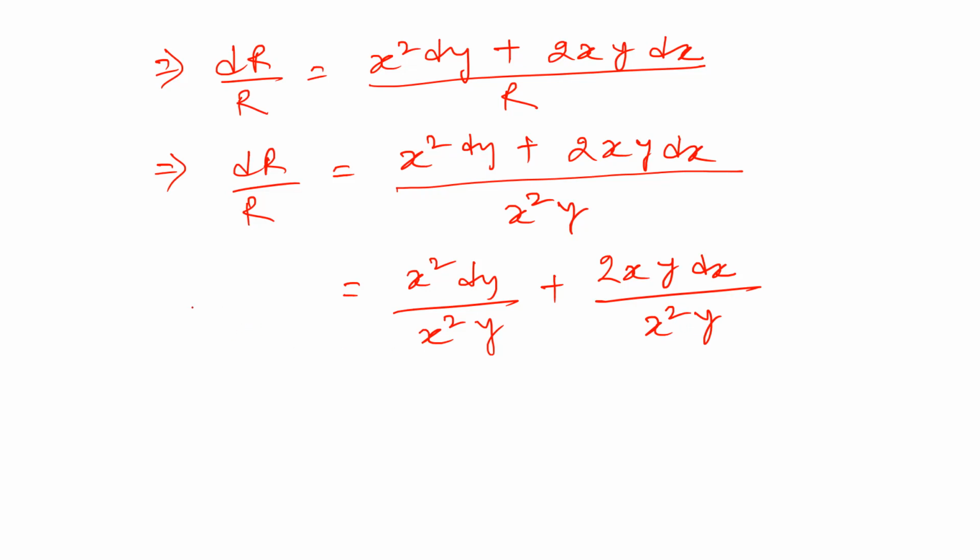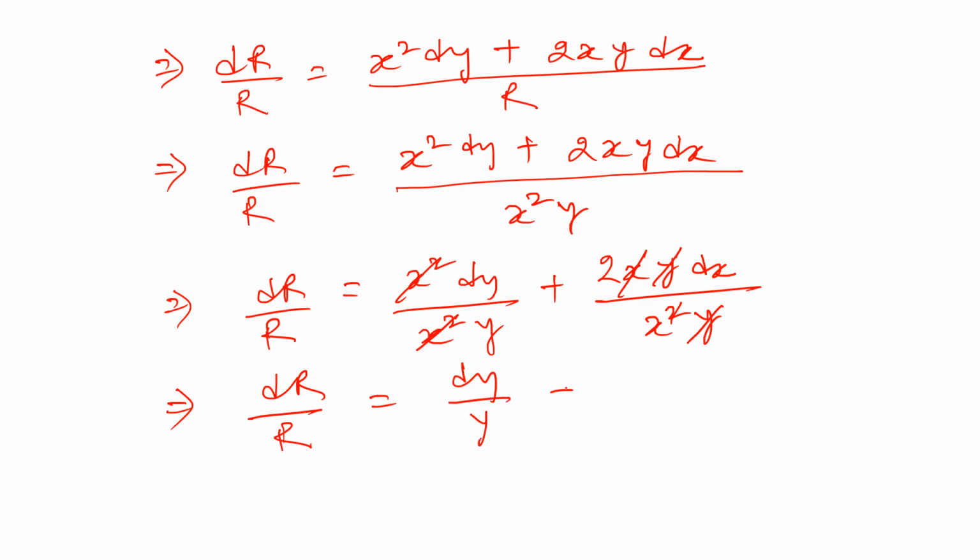Now let's calculate, and the left hand side portion will be unchanged. So here x square is eliminated. In this case also y is eliminated and one of the x is cancelled out. So the final expression I am obtaining is dr/r equal to dy/y plus 2 into dx/x. So this is the final expression to find out the fractional error.